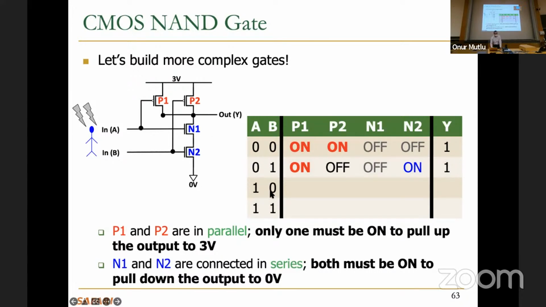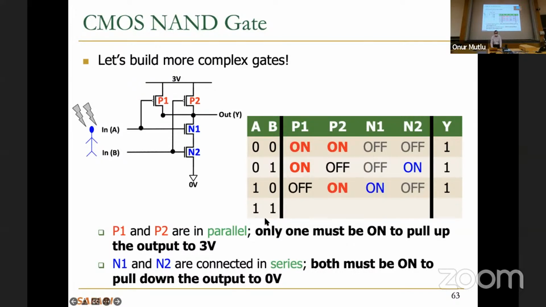Again, just to be complete, let's take a look at A is 1, B is 0. Something similar happens. This time, A is 1, this is disabled. This is enabled, interesting. We cannot tell anything right now. If B is 0, this gets enabled, so output gets connected to 3 volts, and this gets disabled, so output doesn't get connected to 0 volts. So again, you get a 1 at the end.